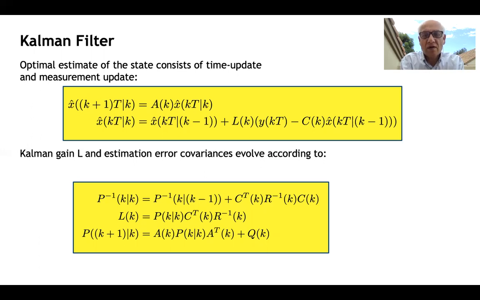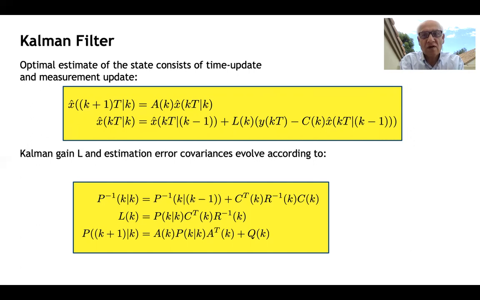And then you add to it a term that depends on the difference between the measurement y at kT minus your estimate of y given your best estimate of x hat given information up to k minus 1. So you knew up to k minus 1. At time kT, you get new measurement y of kT. You subtract from y C times the best estimate of your state up to information k minus 1. You look at that difference, that's called innovation. That's the new information in your measurement y. You multiply it by a matrix L, that's called the Kalman gain, and you add that to your estimate of the state at time kT given information up to k minus 1.